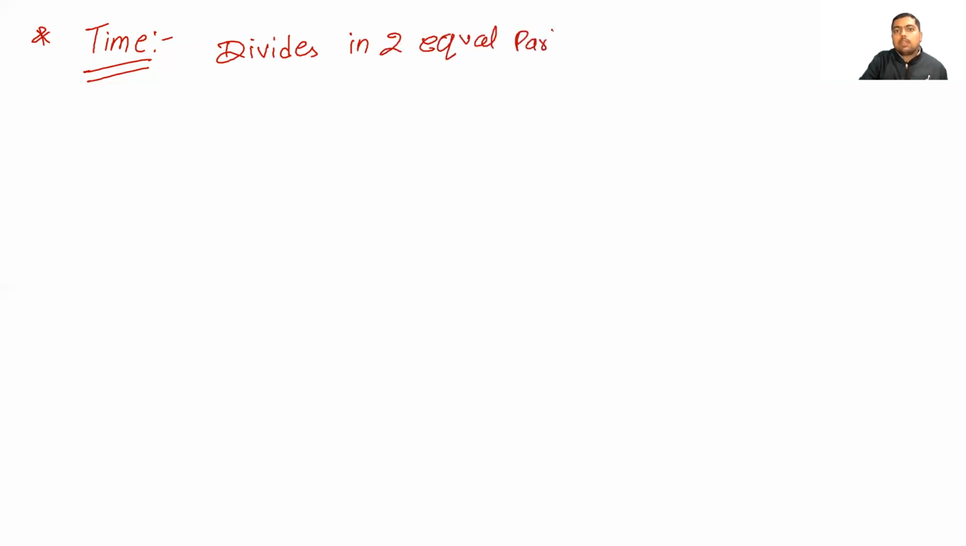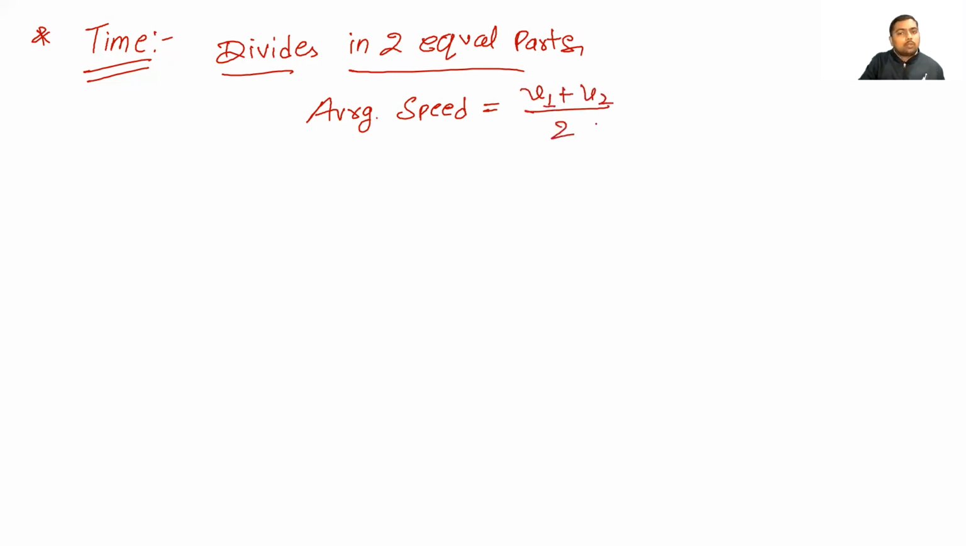Another thing is this: when we talk about time, when time is divided into two equal parts, how can we calculate the average speed? The average speed formula when time is divided into equal parts is simply to add both the velocities and divide by 2.